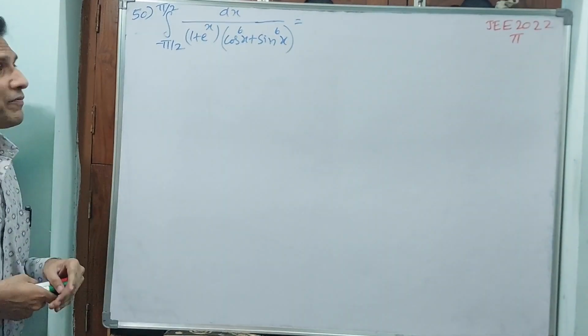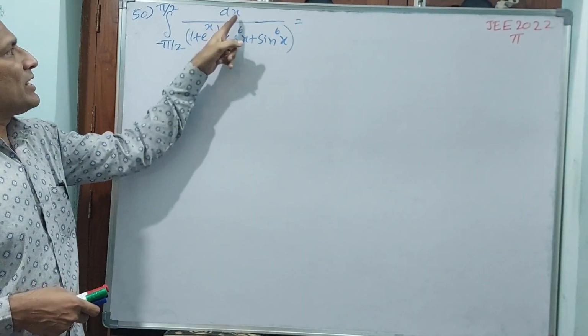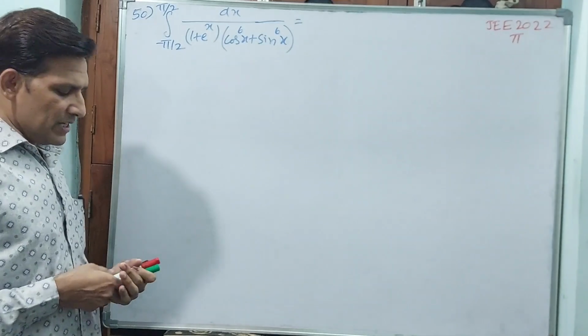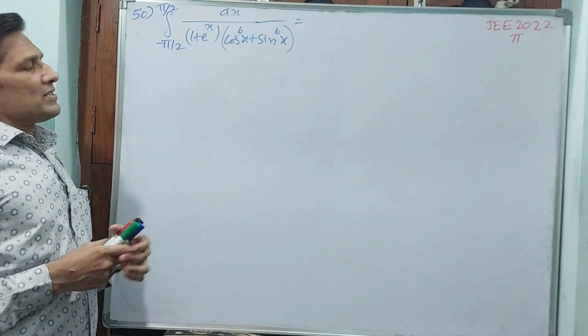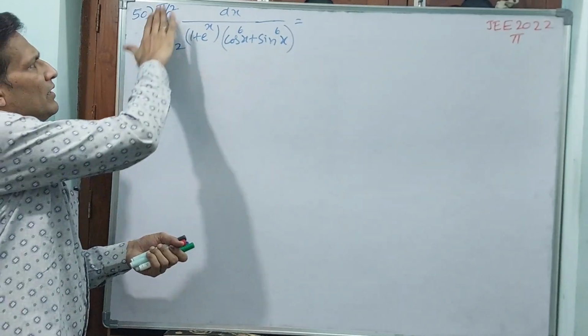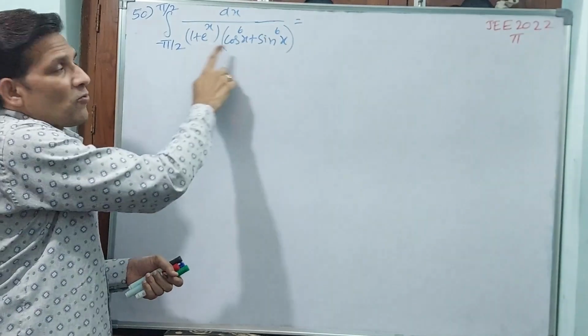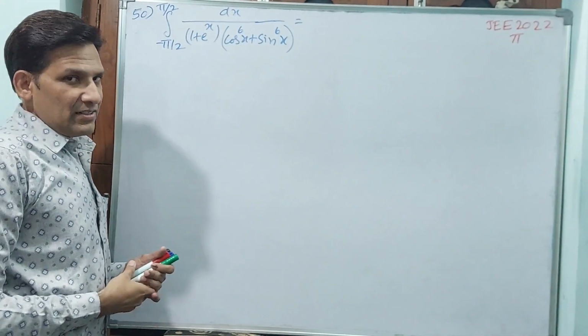Okay, see question number 50. Integral from minus pi by 2 to plus pi by 2 of dx by (1 plus e power x) into (cos to the power of 6x plus sin to the power of 6x). Like this question in earlier classes we have done, but with a slight variation. Forget the limits: cos to the power of 4x plus sin to the power of 4x, 1 plus e power x cos x.